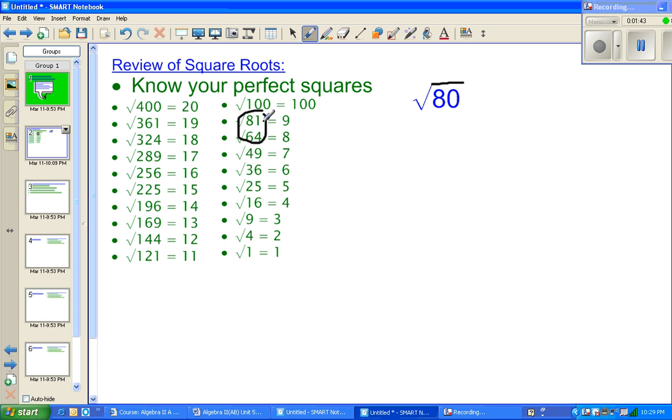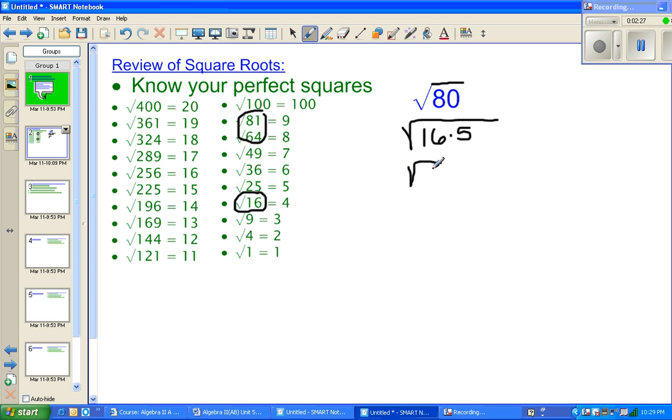So look at all of the options, and there's no use in looking above 80. So can 80, no, 81's too big. So can 64 go into 80? No. 49? No. 36? No. 25? No. Can 16 go into 80? Yes. So we always start with the highest number and you work yourself down until you find a perfect square that divides evenly into the square root of 80. So this becomes the square root of 16 times 5, because 16 times 5 is 80.